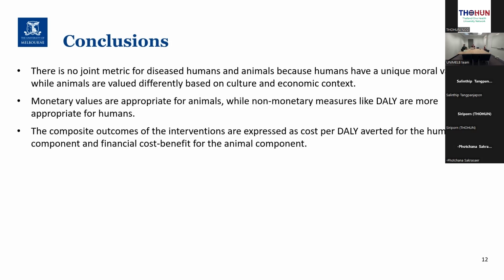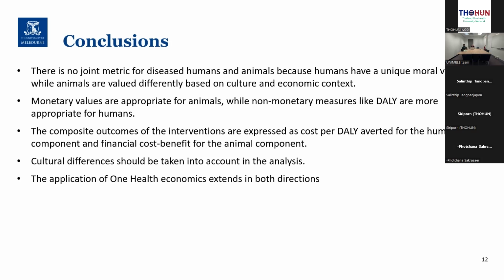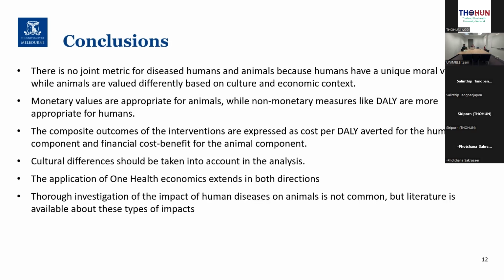So the composite outcomes of the interventions are expressed as cost per DALY averted for the human component and financial cost benefit for the animal component. So this is what he says, that instead of putting a dollar value on the DALY, you can just say this much per disability adjusted life year. And similar to the first point we made, cultural differences should be taken into account in these analyses. And the application of One Health economics needs to extend in both directions.